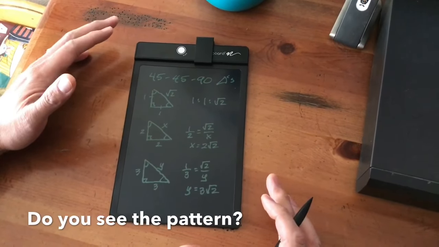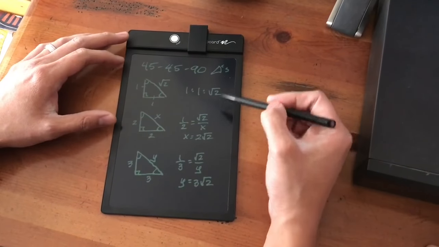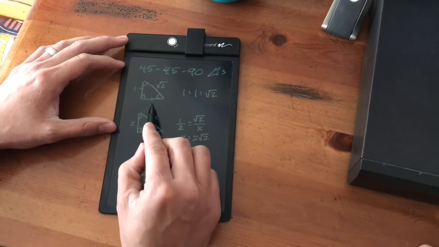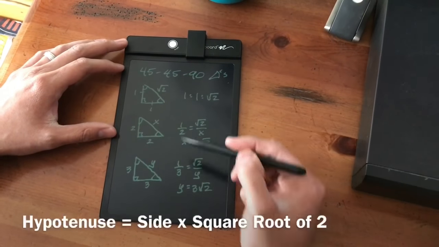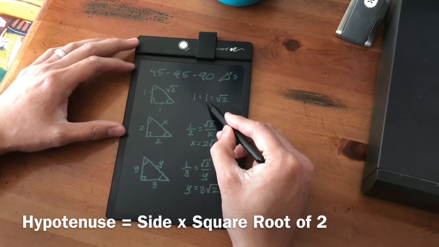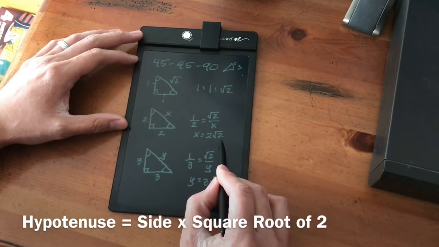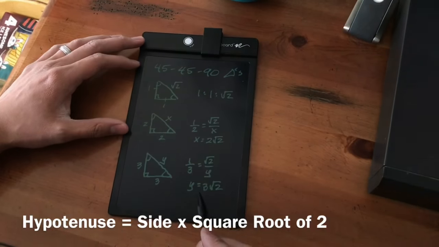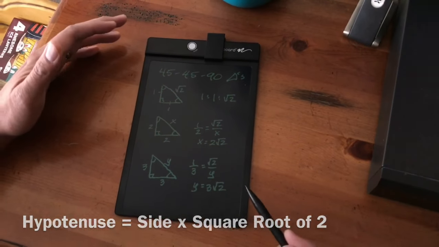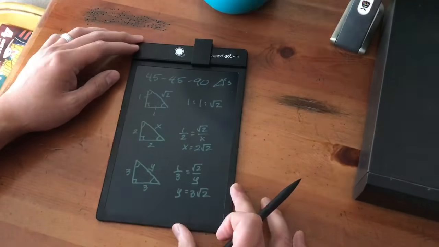Do you see the pattern that's happening? If not, I'll tell you right now. If you notice, whatever the side length is, the hypotenuse is that amount times the square root of 2. And so here we see the side length is 1, hypotenuse is root 2. Side length is 2, hypotenuse is 2 root 2. Side length is 3, hypotenuse is 3 root 2. And so that's the 45-45-90 triangle.